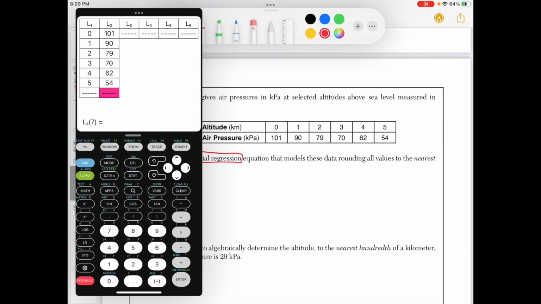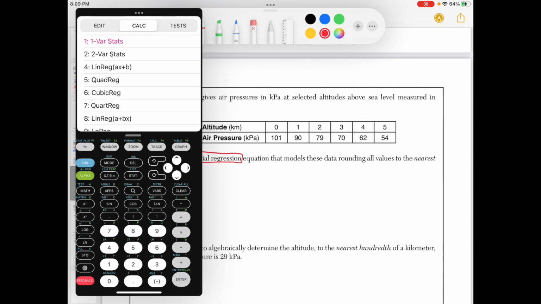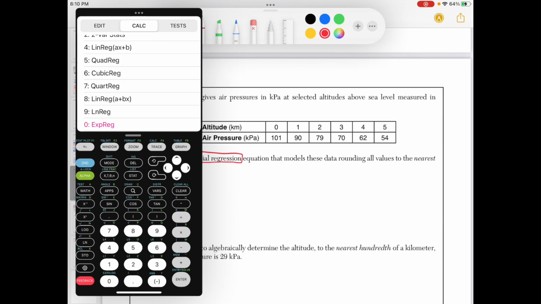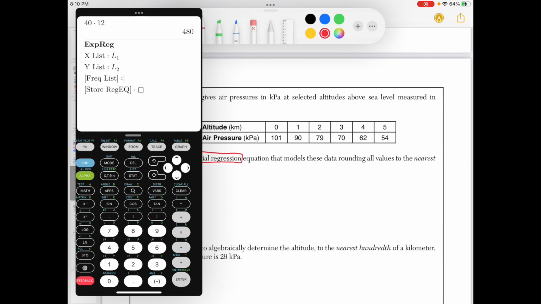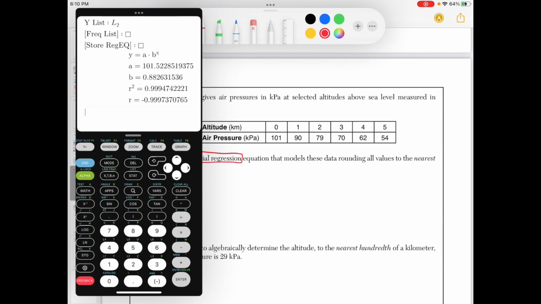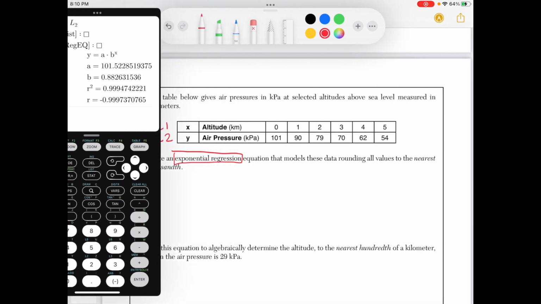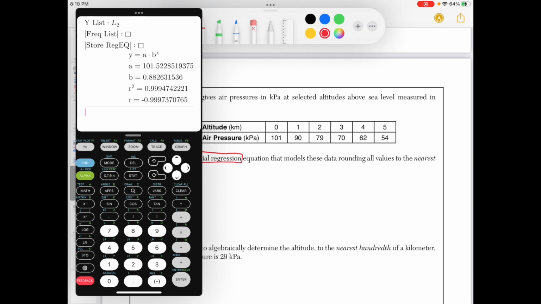Now it told me to do exponential regression. So my next step to find exponential regression is to press stat and go over to calc. Now, all the different regressions are here. Linear regression, quadratic regression, cubic regression. You're going to pick the one that it wants. This one's exponential regression, which is choice 0. And then you just keep pressing enter until this screen comes up. You may or may not have the R values. You do not need them for this example.